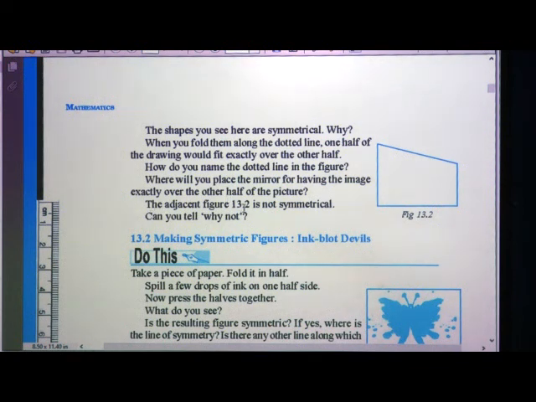The adjacent figure is not symmetrical. Can you tell why not? As we know, we have to divide the figure into two equal parts. So if we draw the line here and place the mirror on the dotted line, we get the same as this figure, but the other side is different. So thus we can tell this figure is not symmetrical.